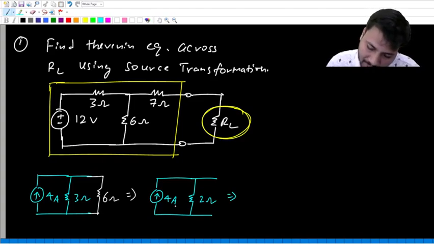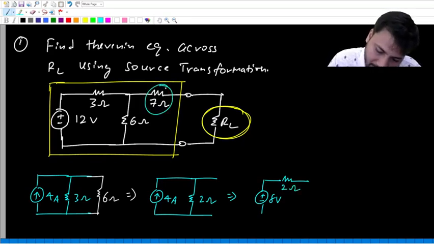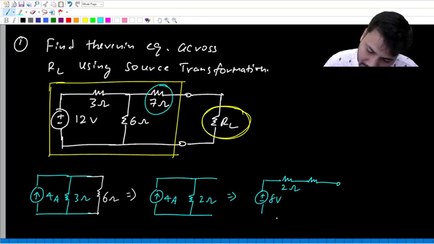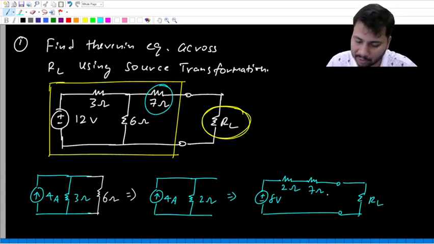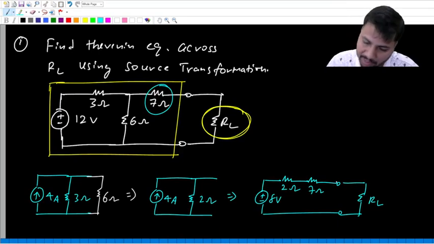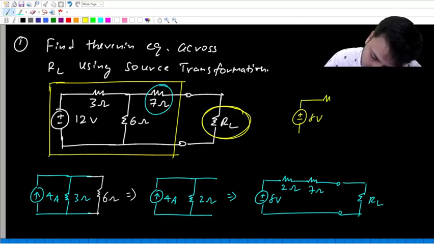This can again be transformed into a voltage source of value 4 times 2, that is 8 volts in series with 2 ohms. And then we have this 7 ohm resistor, and then we have the load resistance. Now 2 ohm and 7 ohm are both in series, so they become a single 9 ohm resistor. So the final Thevenin equivalent, or the final answer, is 8 volts in series with 9 ohms.